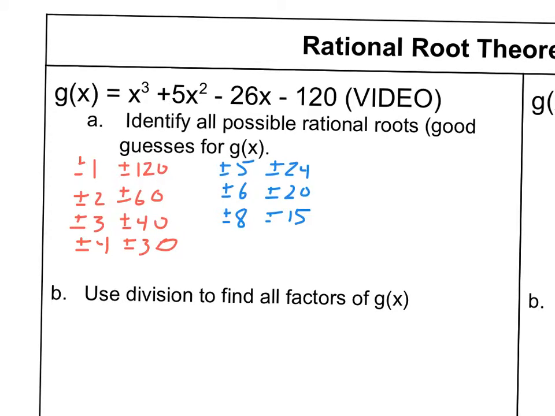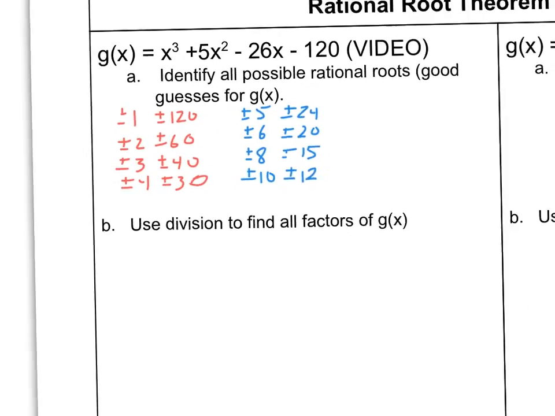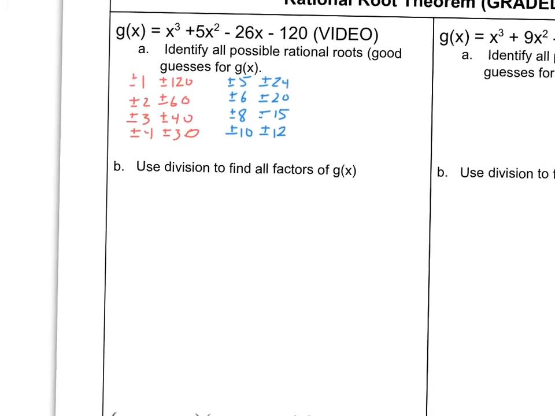9 does not work. 10 works, and that gives us plus or minus 10 and plus or minus 12. And 11 does not work. That gives us a total of 16 different numbers, and if we include the positives and negatives, we're at 32 different choices. Wow, this seems super pleasant.